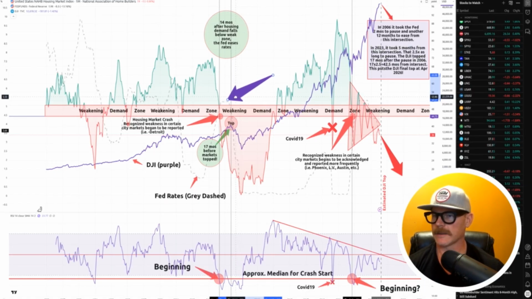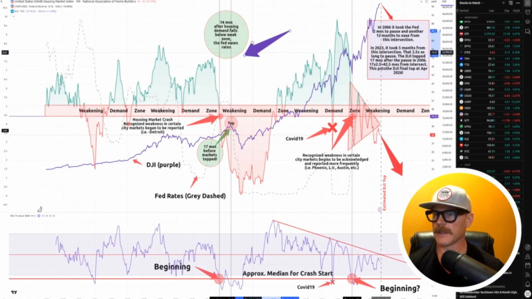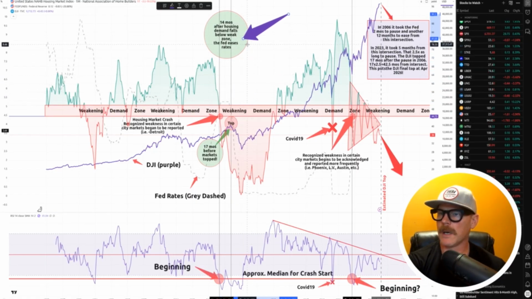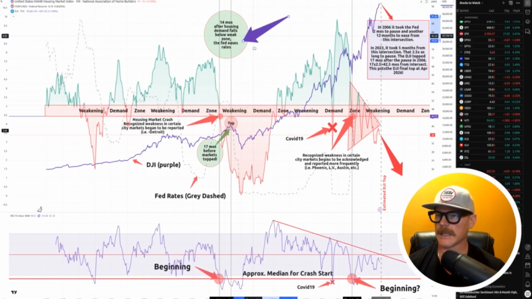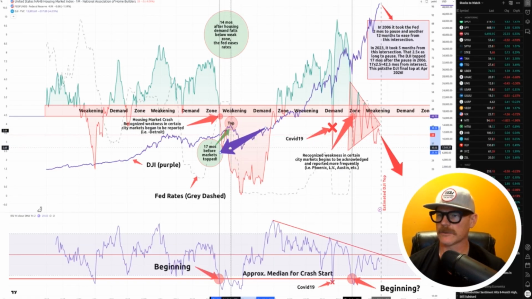You see this flat line here, that's the Fed rate. That is their pause. And you can see up here, I have indicated that it wasn't until 14 months after the housing market demand fell below that weakening demand zone that the Fed began to ease rates. Right here, it began to ease rates. All the while, the Dow Jones Industrial Average continued to go higher and higher and higher. In fact, it wasn't until 17 months after the housing market entered this weakening demand zone and fell below it that the Dow Jones Industrial Average topped, or the U.S. stock market topped. All right, so pay attention to that because that is similar to what is happening today.